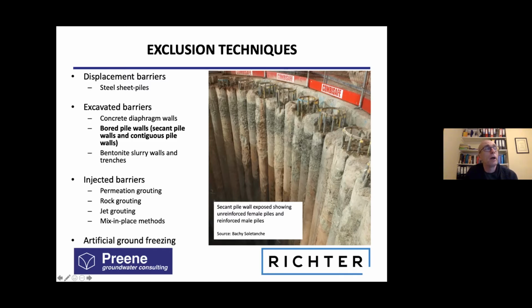This is a picture of the edge of a circular shaft supported by concrete secant piles. You see that every other pile has a steel reinforcement in it. That pile is reinforced, that pile is reinforced, and the intermediate piles are typically not reinforced. And there are different ways of making these combinations up.